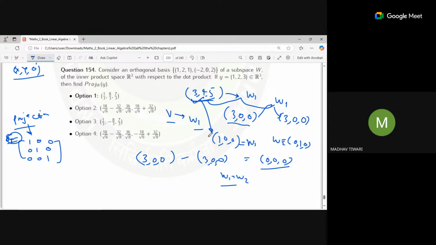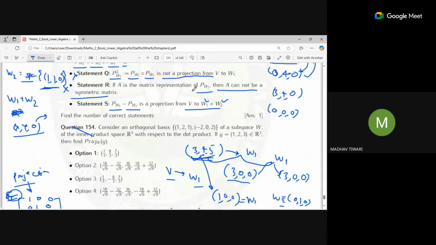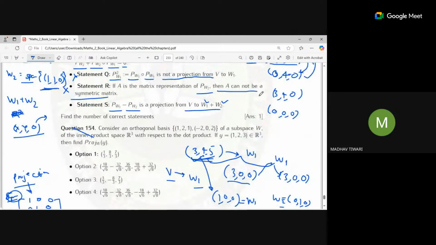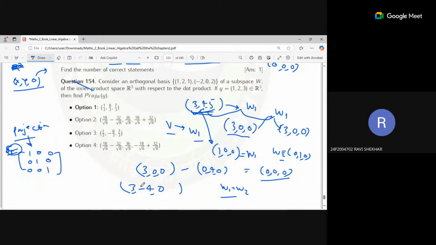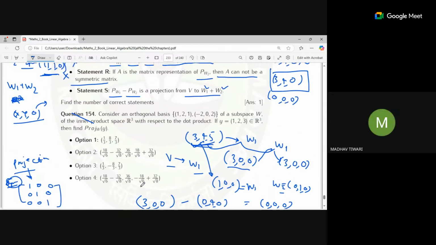So if I find the projection of this vector on this, it will be 3, 0, 0. And if I find the projection of this vector on W2, it will be 0, 4, 0, right? Yes, sir. So if I subtract it, 3, 0, 0 minus 0, 4, 0, it will be 3 minus 4, 0. And we know that the projection of this vector on W1 plus W2, what was that? It was 3, 4, 0. But here we are getting 3 minus 4, 0. Yes, sir, got it. That's why it is wrong. It should be plus here. Okay.